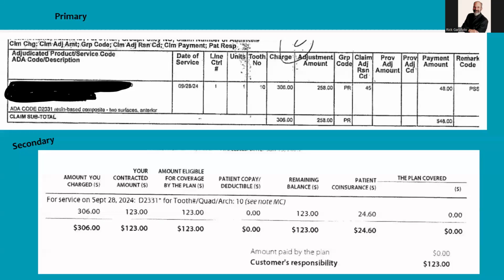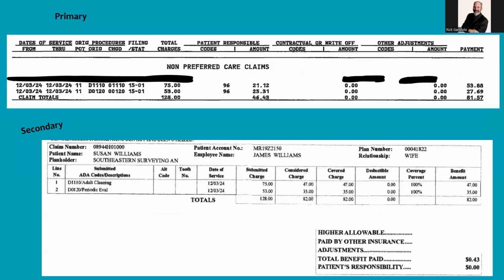So now let's get into a fun one here. And I'm actually going to skip this because I want to get to one of these fun ones. So here we see this is another prophy and exam. Prophy and exam.